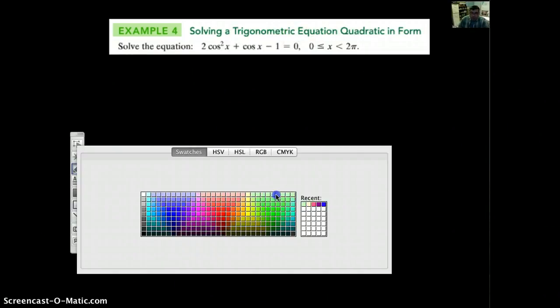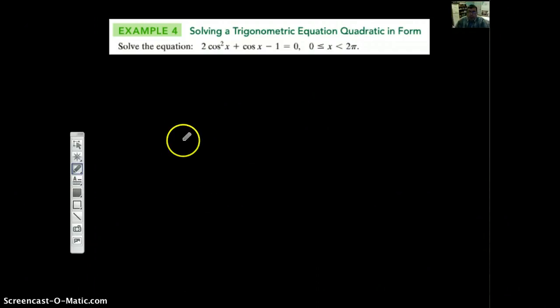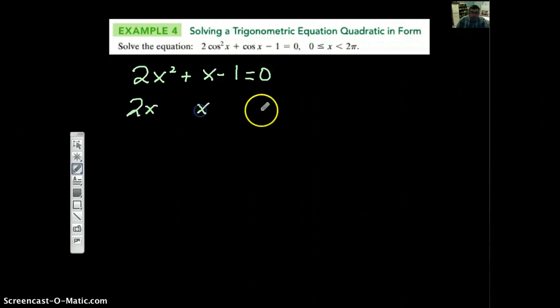Let's take a look at this next question. Solve an equation in quadratic form. Well, I'm just going to play make-believe for a second. If that was a quadratic and it was set equal to 0, I could easily factor that into 2x and x. We did this like a million times. And I'm going to say -1 and +1. Figure that out. That does work.